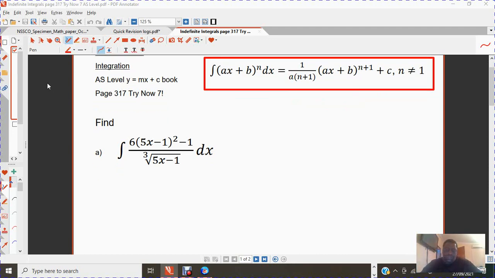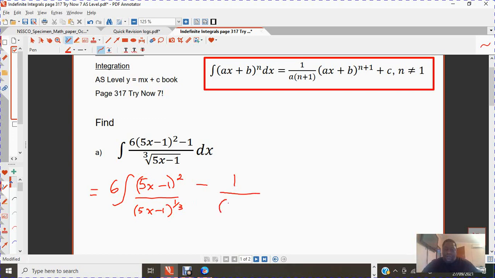So the first thing I can do is take out the 6 and put it on the outside. So I have here 5x minus 1 all squared, and then I'm going to write this one on this side. This 5x minus 1 is going to be raised to the power of a third. So I'm putting everything over that same denominator, 5x minus 1 all raised to the power of a third, with respect to x.